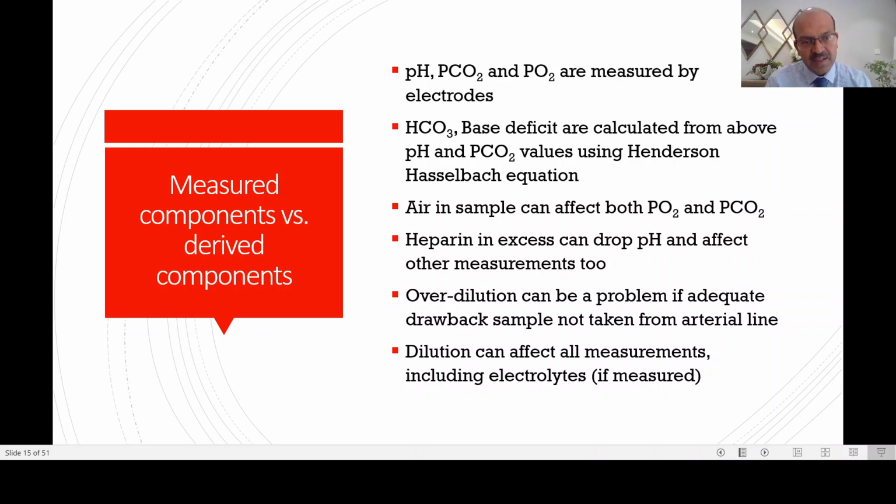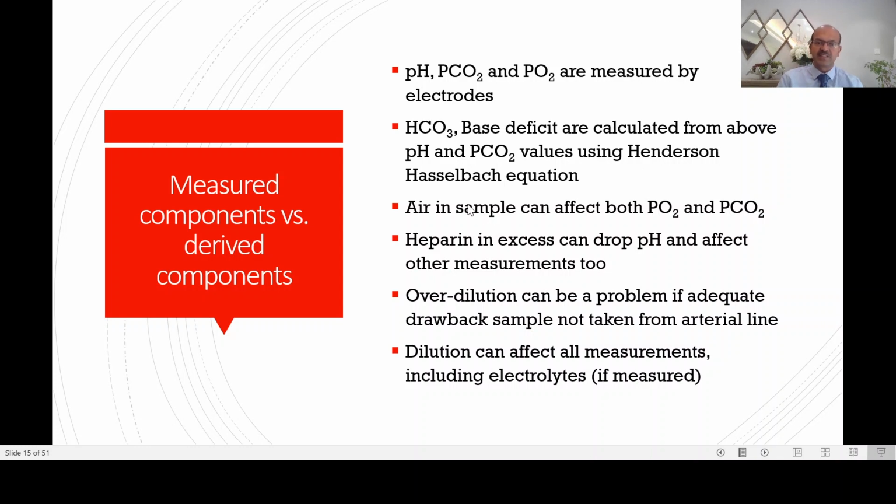When we come to the blood gas measurements, we have components which are measured directly, and we have the derived components. The pH, PCO2 and PO2 are measured by electrodes, so these are directly measured components. The bicarbonate and base deficit are calculated from the pH and PCO2 based on the Henderson-Hasselbalch equation, so these are derived components. If there is an error in measurement of either of these, the remaining two will be abnormal as well.